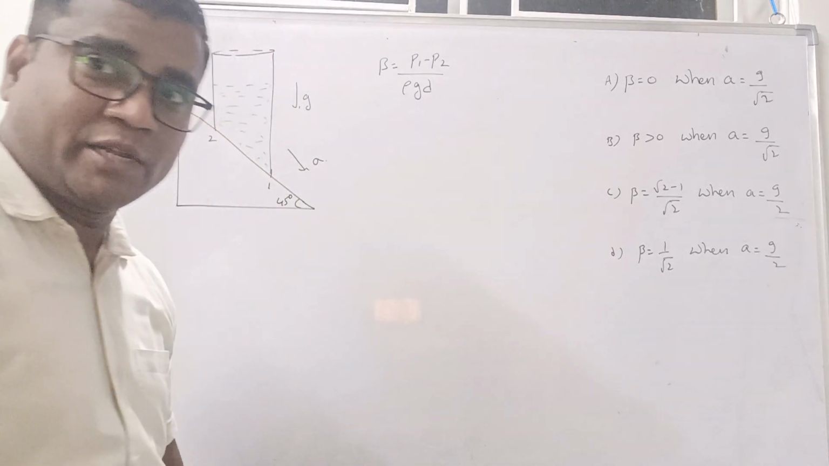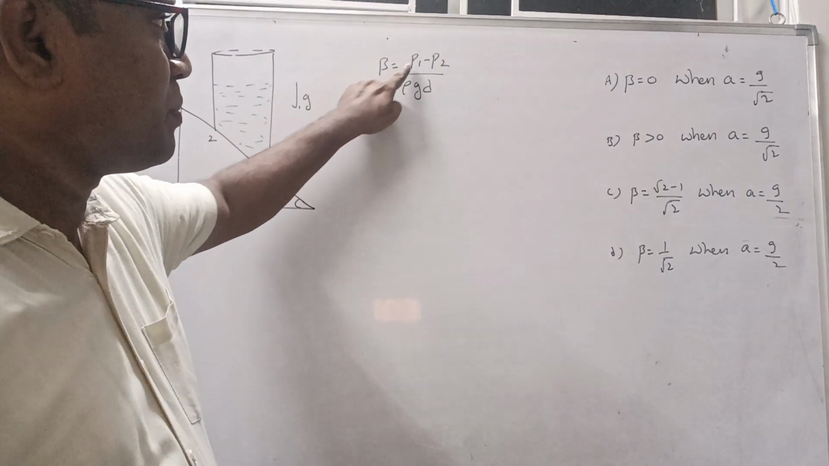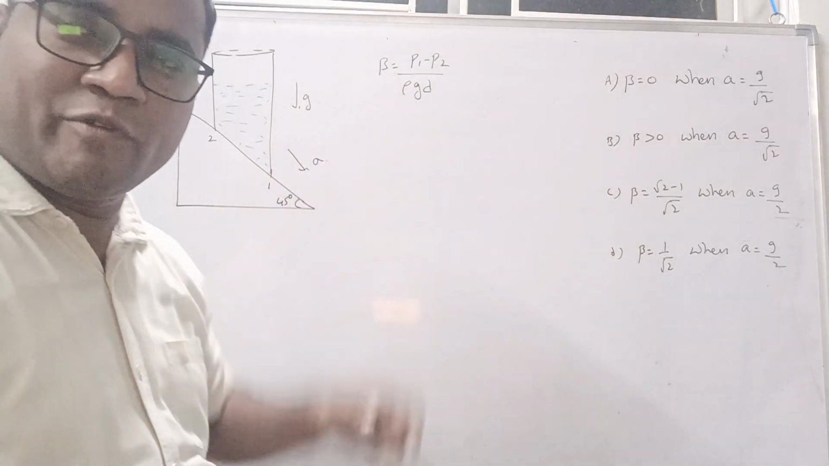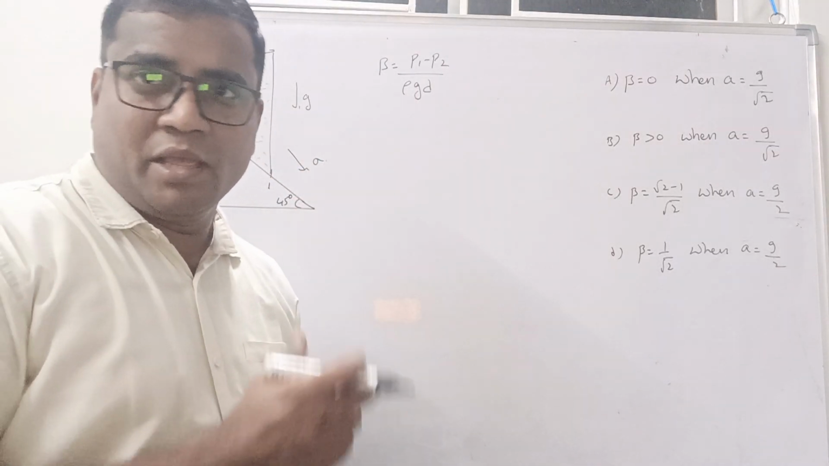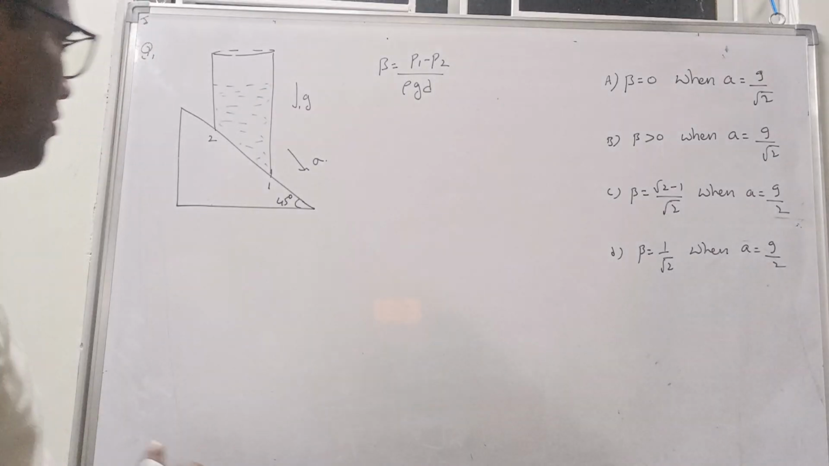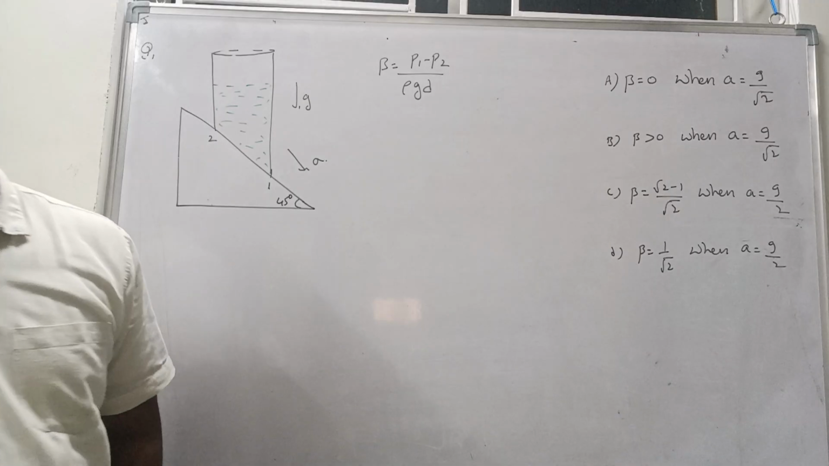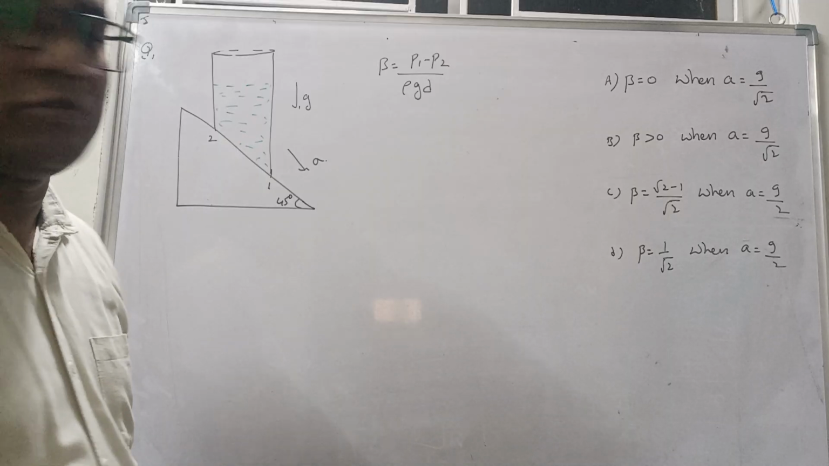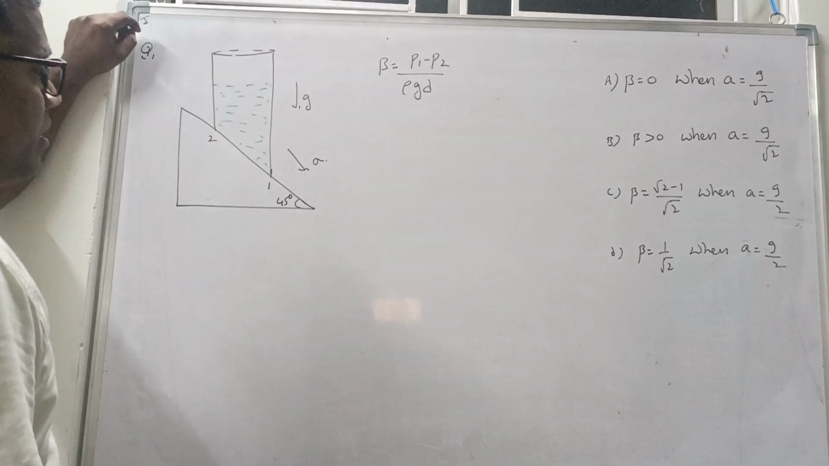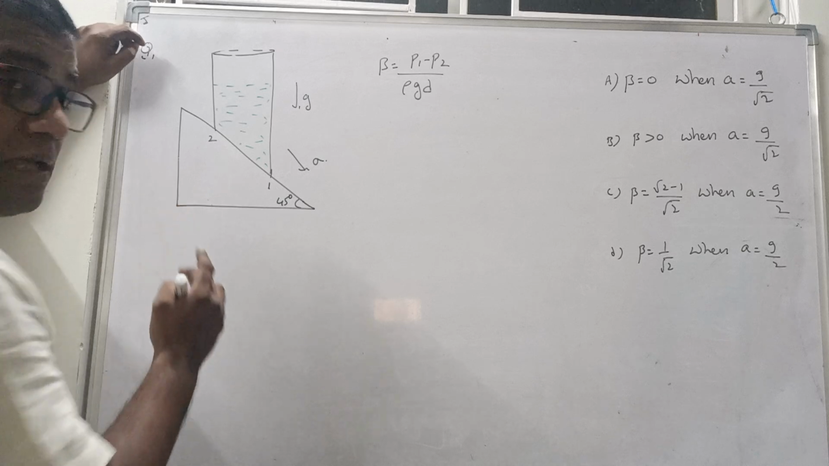First, we will try to find the expressions. Why? Because beta is given as P1 minus P2 by rho g d. So we want to find the expression in terms of P1 minus P2. So now I want to calculate the pressure difference between P1 and P2. So now see here how to calculate. Try to understand.